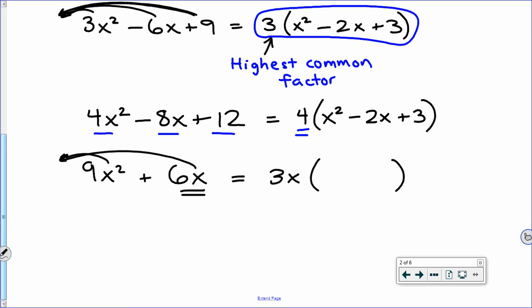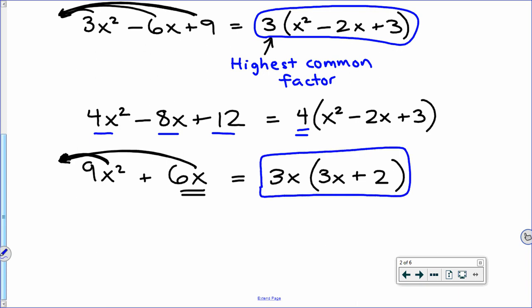And as I try to figure out what would be left, think about it again as division. So I'm taking my 9x squared and dividing by 3x. So there must have been a 3x in here. And I'm taking a 6x and dividing it by a 3x, which would just be 2. If you want to check your factoring, again, this is the factored version, so that's the final answer at this stage. That's what we're looking for.